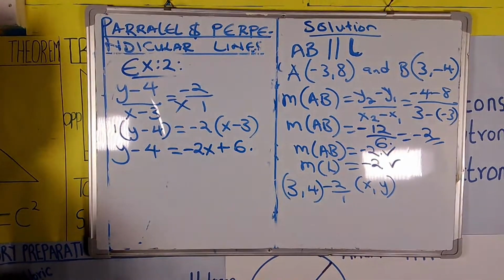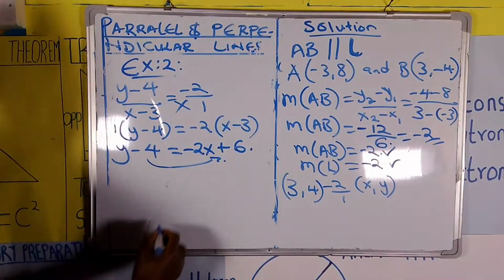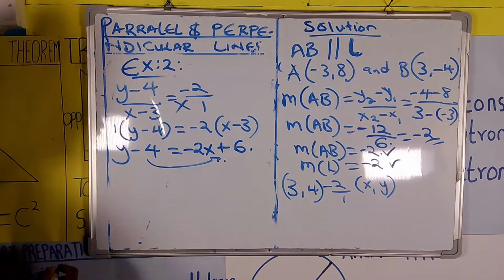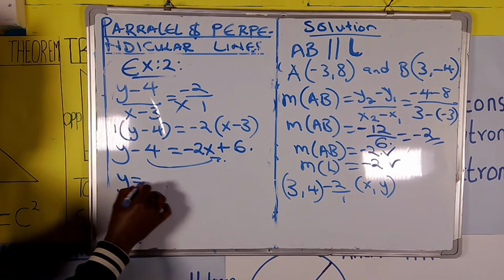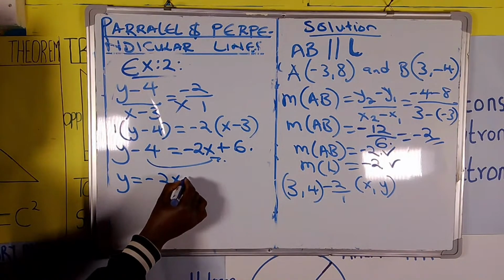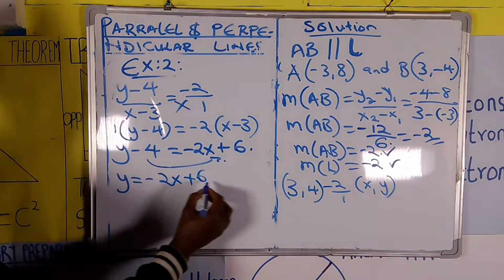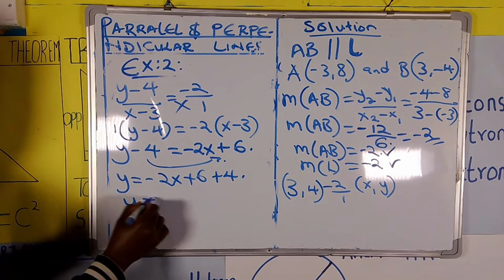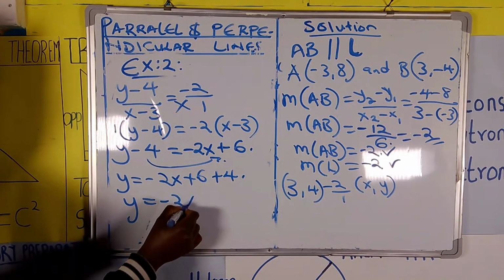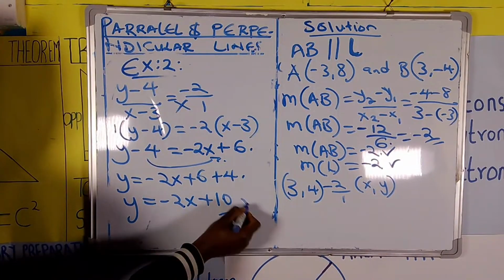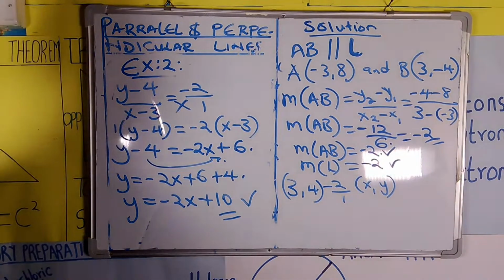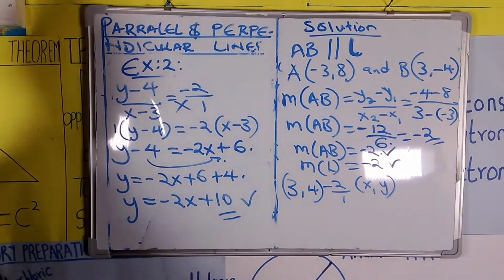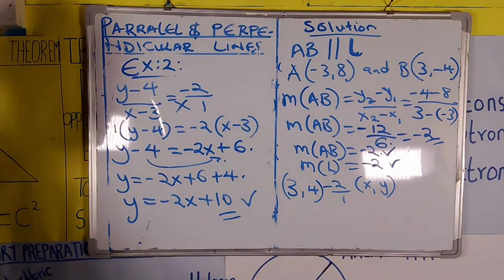Having that, we can now put our like terms together. We will take negative 4 onto the other side of the equal sign, and we will end up having y is equal to negative 2x plus 6 plus 4. That will give us y is equal to negative 2x plus 10, and that will be the equation of the line parallel to AB.